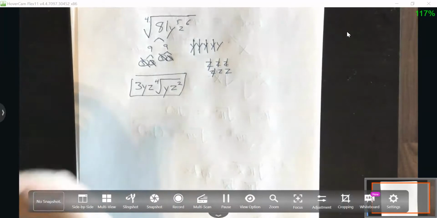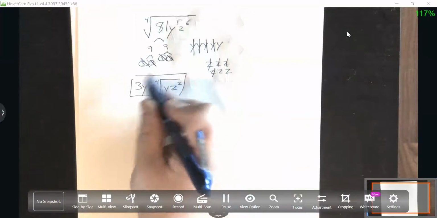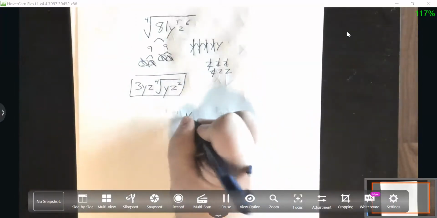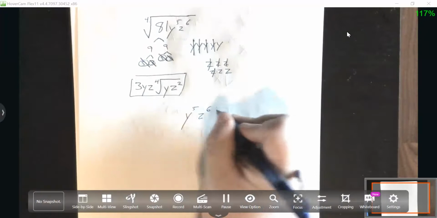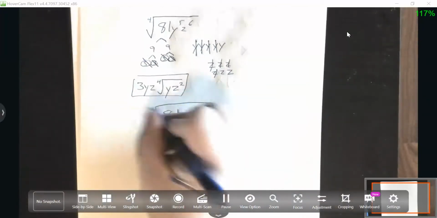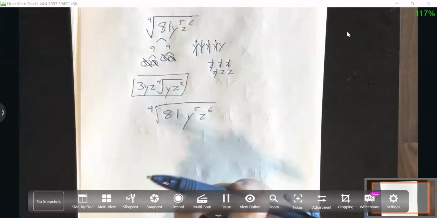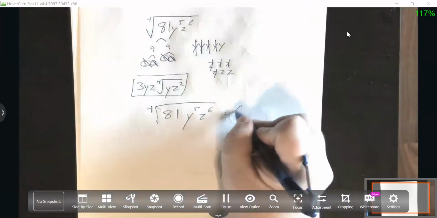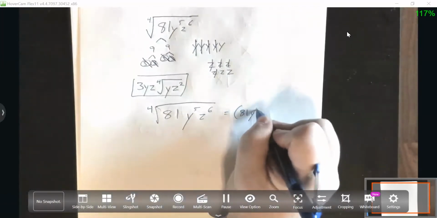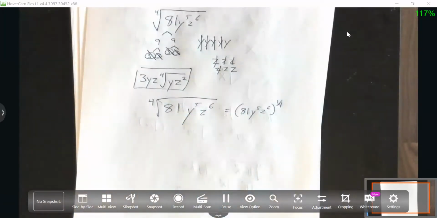There is another relatively quick way that you can do this, especially with the variables in particular. So let's look at our same example here. 81 y to the 5th, z to the 6th, and we're taking a 4th root. Remember, a 4th root is the same as an exponent. So that's the same thing as 81 y to the 5th, z to the 6th, all to the 1/4 power. A fractional exponent is a root. You have to be comfortable going back and forth between them.